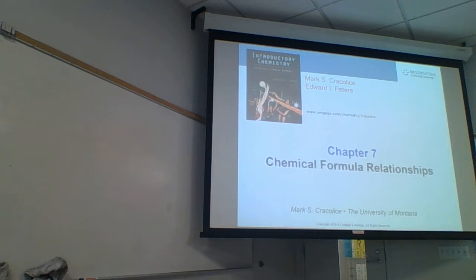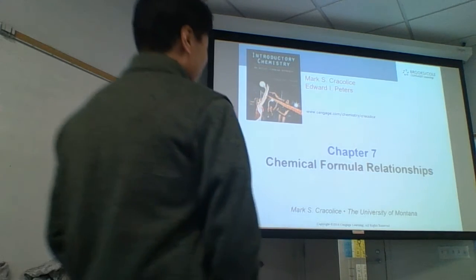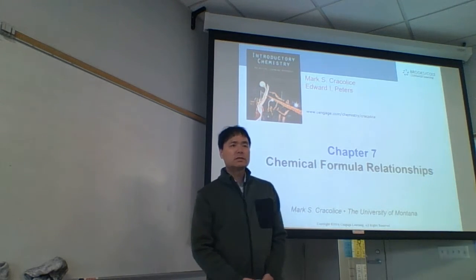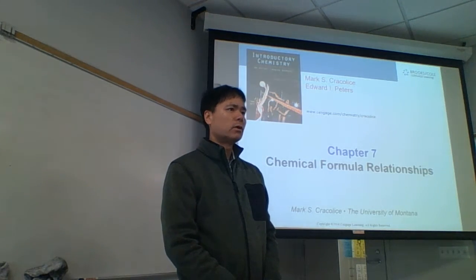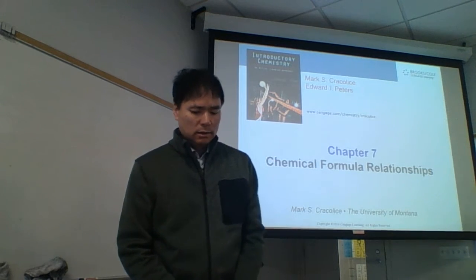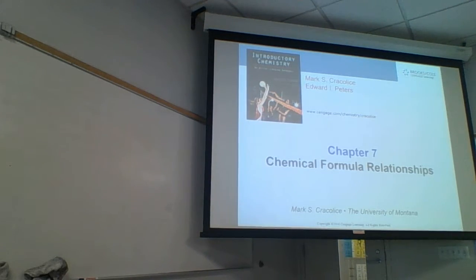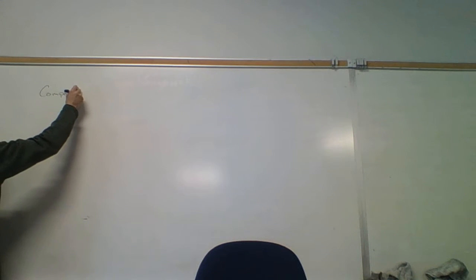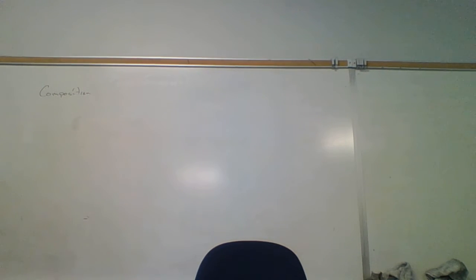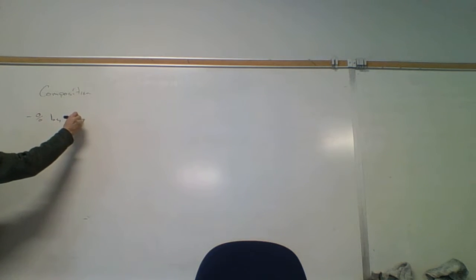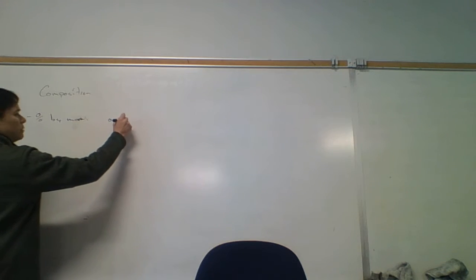Chapter 7 deals with chemical formula relationships. In other words, a chemical formula tells us the composition. It tells us the composition by atom, but that's not the only way to tell us the composition. There are 2 very common ways to determine the composition. What's the composition of anything? The 2 most common ways are percent by mass, or mass ratio.